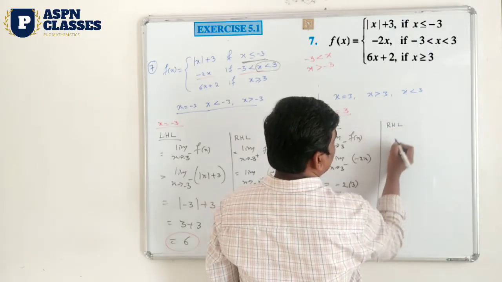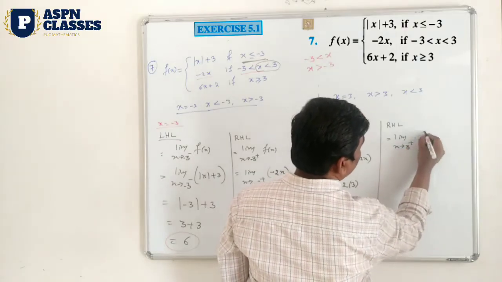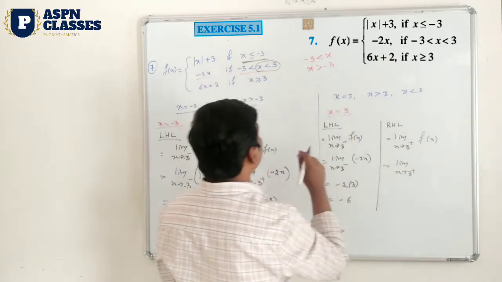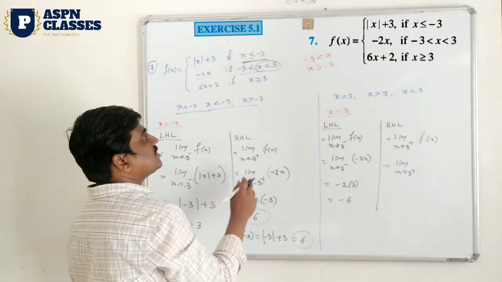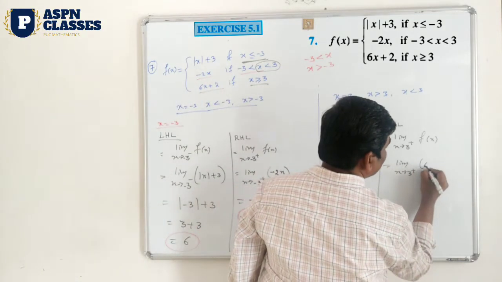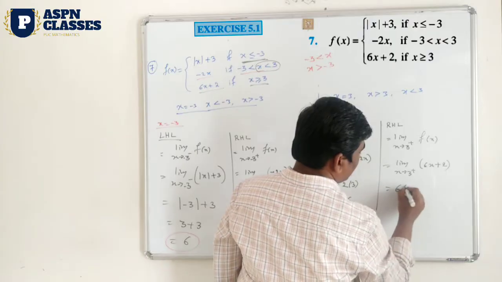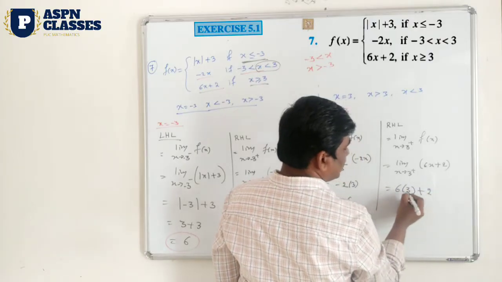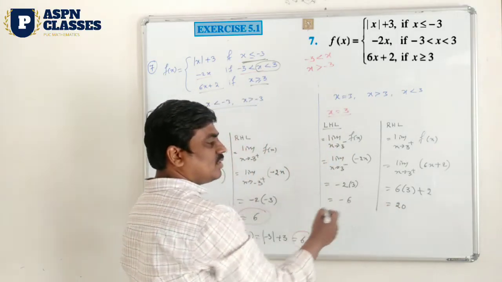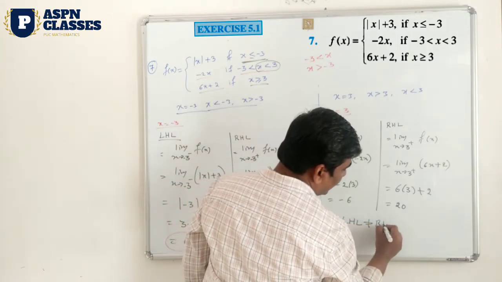In RHL you take the limit as x tends to 3 plus of f of x. Here x is greater than 3, so the function is 6x plus 2. Now apply 3 here. What is the answer? 6 into 3 plus 2. 6 into 3 is 18, and 18 plus 2 is 20. So LHL is not equal to RHL. Write it here: LHL is not equal to RHL.